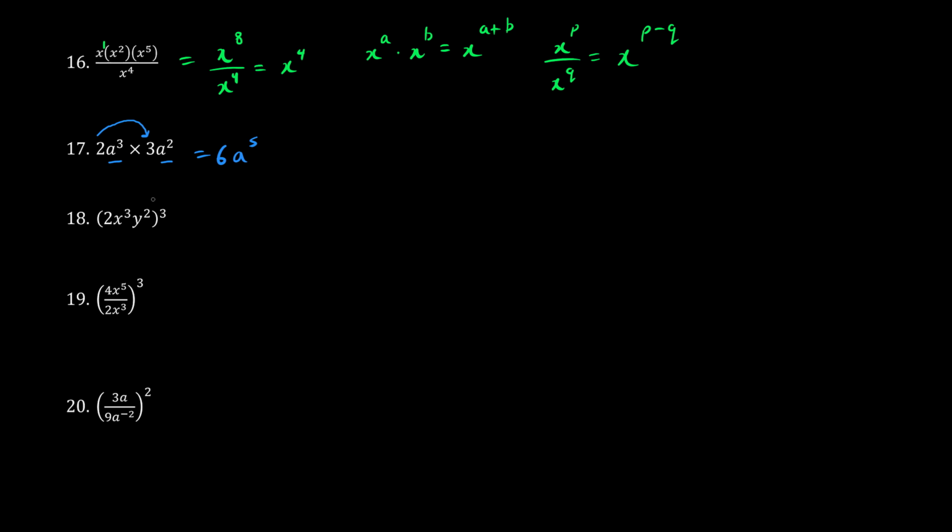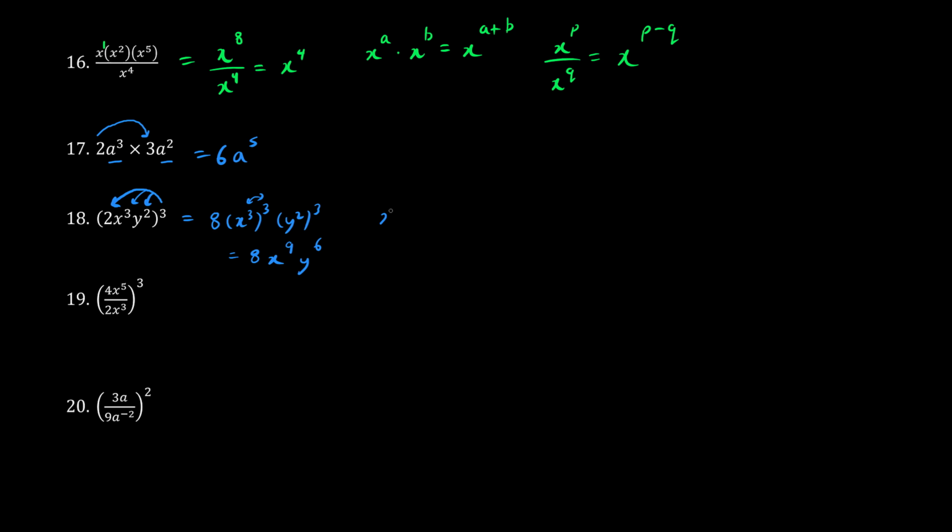As for question number 18, remember to spread the love even to the coefficient, 2. So 2 cubed is 8. Let me just write it like this: x cubed, all cubed. This is y squared, cubed. This is going to be 8x. We multiply exponent, bracket, exponent: 3 times 3 is 9. Y to the 2 times 3 is 6.